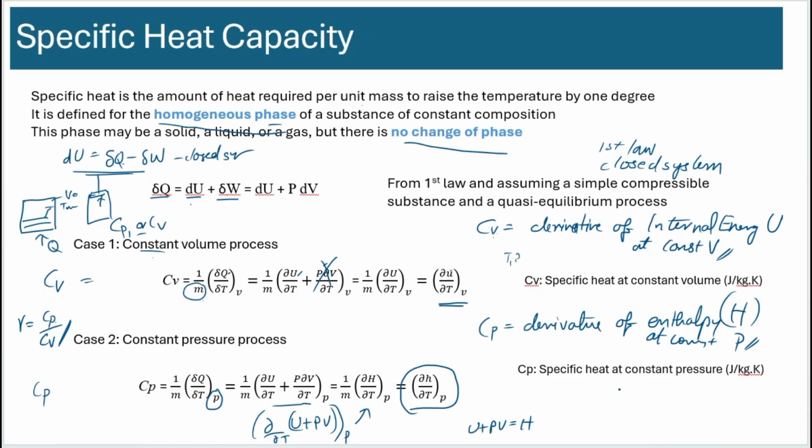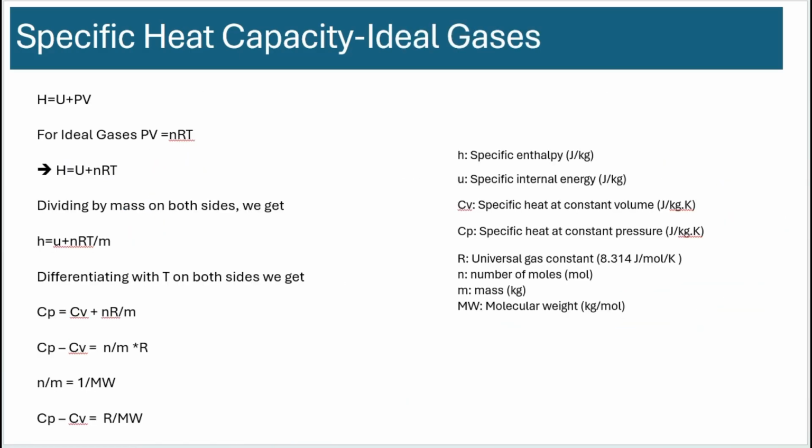You can clearly see that Cp is greater than Cv because H is greater than U, right? So the increase in H is greater than the increase in U for the same change in temperature. So Cp is typically greater than Cv. All right, now we should look at some other relationships between Cp and Cv. You already know that Cp over Cv is defined as gamma. There's another relationship between Cp and Cv, especially for ideal gases. If you know the Cp, you can find the Cv easily.